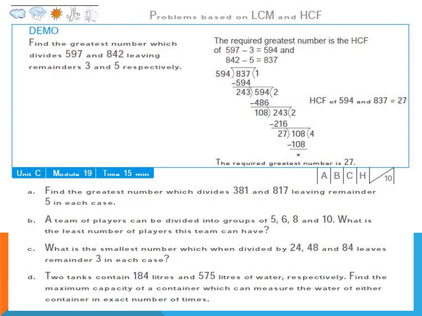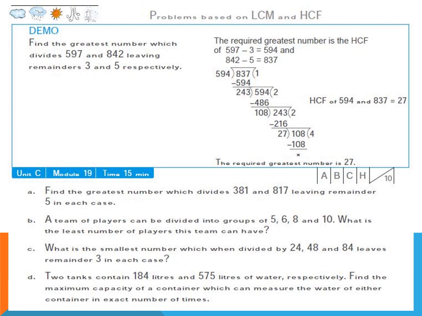Question number D, two tanks contain this much and this much liter of water respectively. Find the maximum capacity of a container which can measure the water of either container in exact number of times. Think about it. You have to find the LCM or HCF and try to do it yourself. Pause the video for 15 minutes. Do all these four problems.